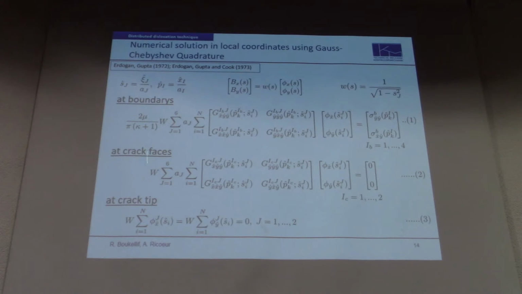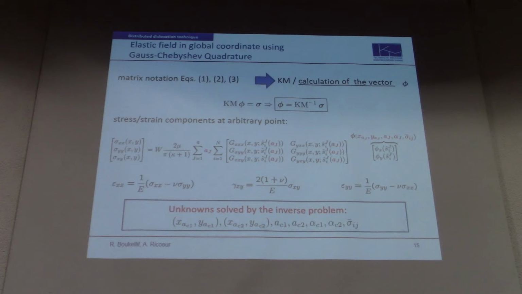So, and then we will write our integral equation in the numerical equations, and we get then 3 equations. And then we can write these equations in the matrix notation, and we get then our coefficient matrix, and we can calculate the known vector phi. If these vectors are calculated, we can calculate the stress field or the strain field.